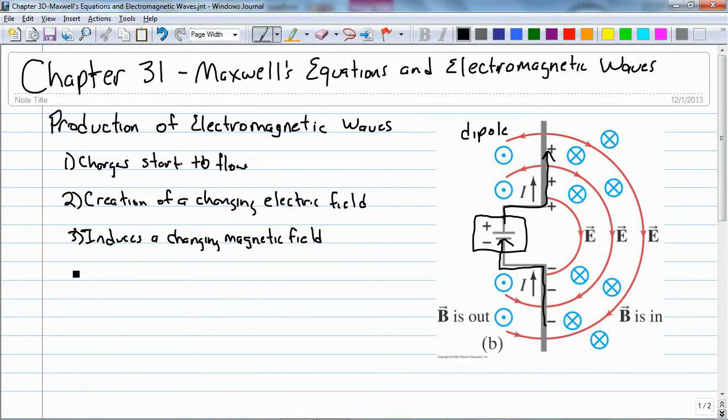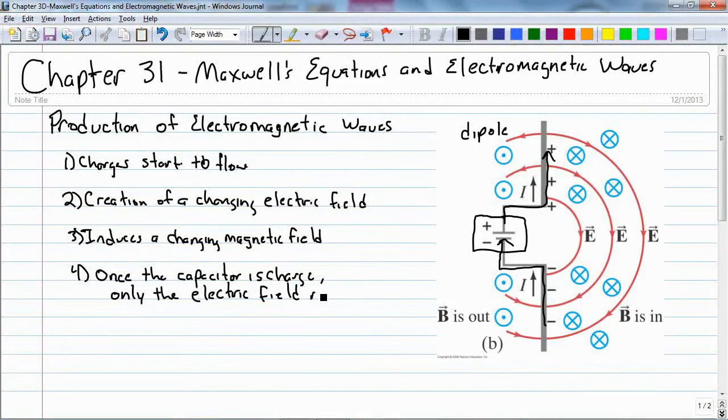But once the charges have moved with the source, or once this capacitor, made up of just two wires, is charged, only the electric field remains. And so realistically, this isn't a very useful system for us.